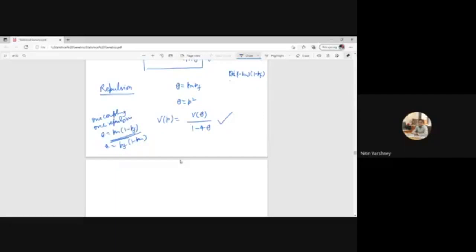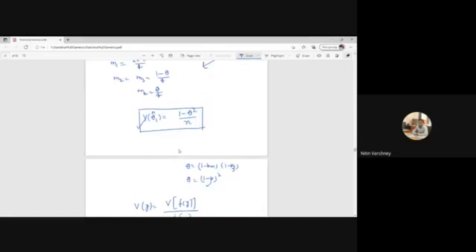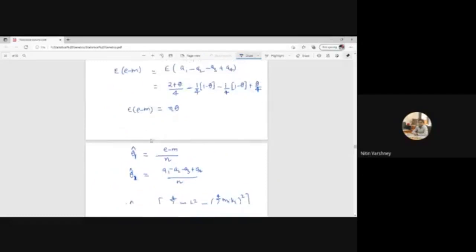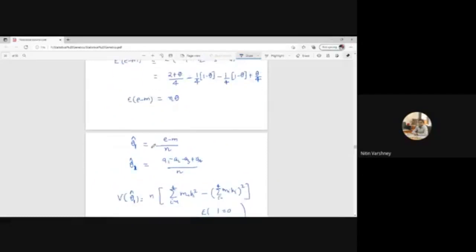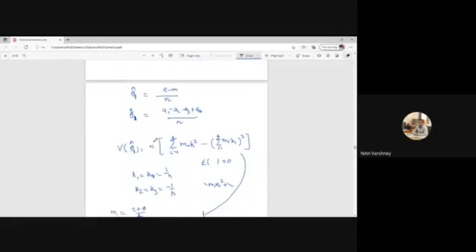Now this is the variance of P in case one parent is in coupling and one is repulsion. Now, in the first method we have to remember just this variance of P, 1 minus theta square upon 4n theta, or 1 minus theta square upon n, and these conditions. In the second method, what we are doing is taking a linear function of a1, a2, a3 and a4, taking its expectation, and after that calculating the variances.